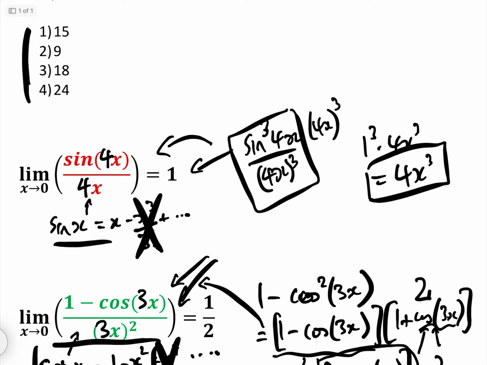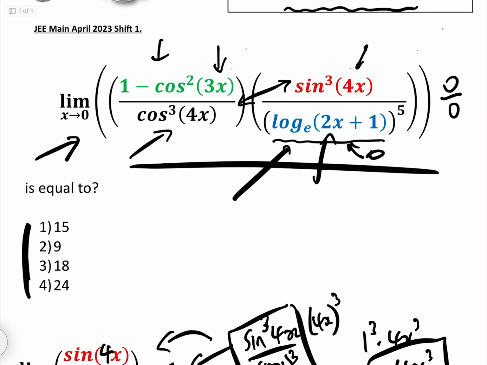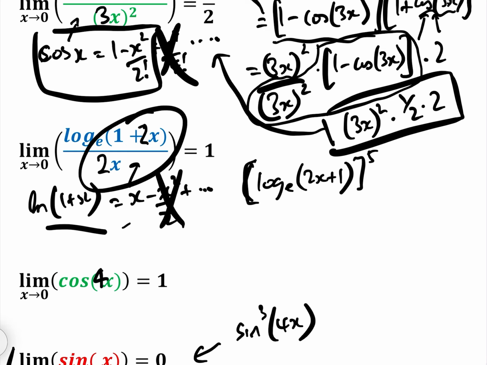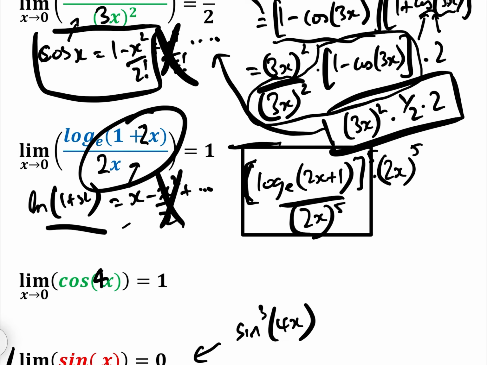Okay, and let's have a look at the next one, which is here, log to the base e of (2x plus 1) to the 5. So that's a log to the base e of 2x plus 1, all to the power of 5. Well, again, what we need to do is get it into this form here. We need to divide by (2x) to the power of 5 and multiply by (2x) to the power of 5. And then this bit here will approach 1, because that becomes log of (2x plus 1) over 2x, to the power of 5. That will become 1 to the 5 times (2x) to the 5, which is equal to (2x) to the 5.